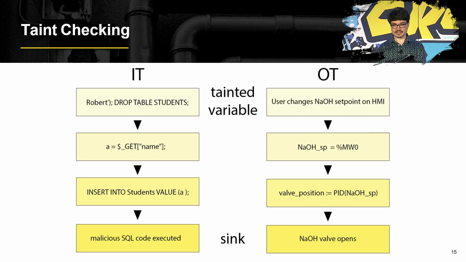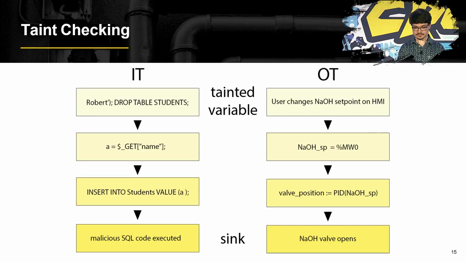Here is an example of taint checking more concretely. In the IT world, the classic example of a tainted variable is an HTML input form where you're expecting a name, but a malicious person comes in and, instead of just giving you a name, uses some SQL escape character followed by some malicious SQL code. This input gets stored into a variable. That variable flows through the program, and eventually it reaches a sink, which is a statement where you insert that string without sanitizing it into a database, and that ends up in the malicious SQL code being executed.